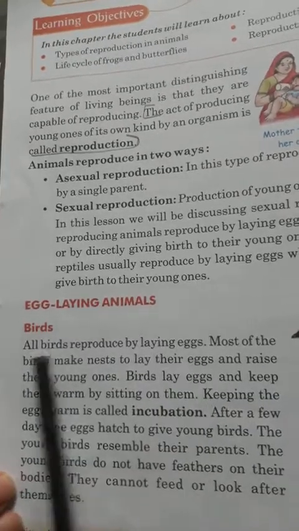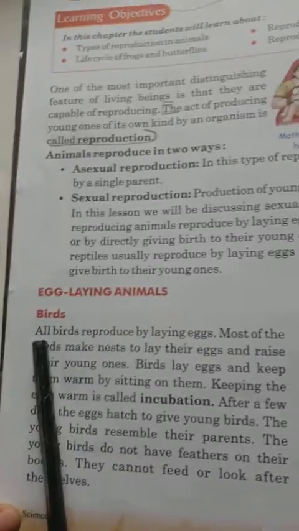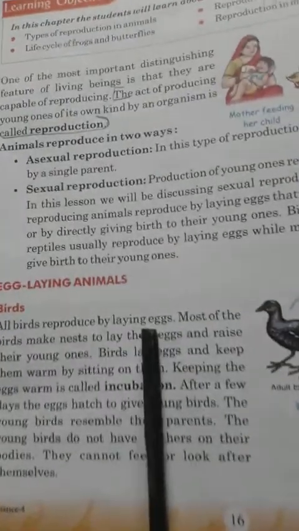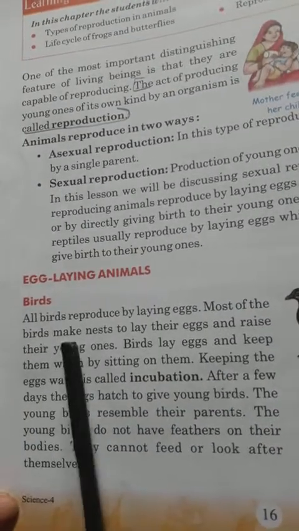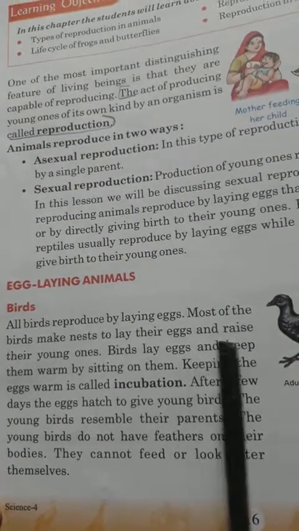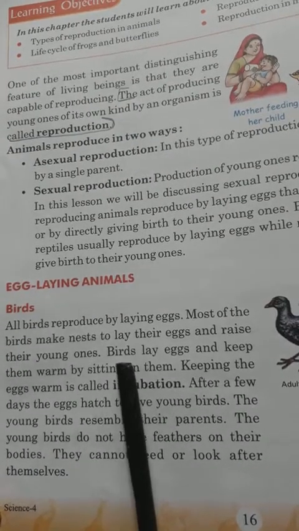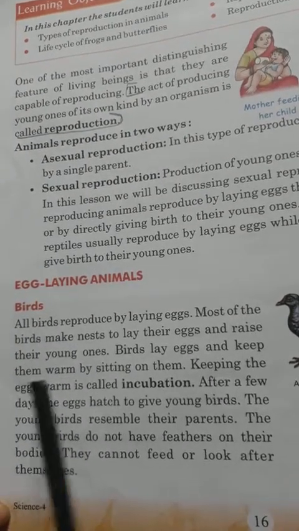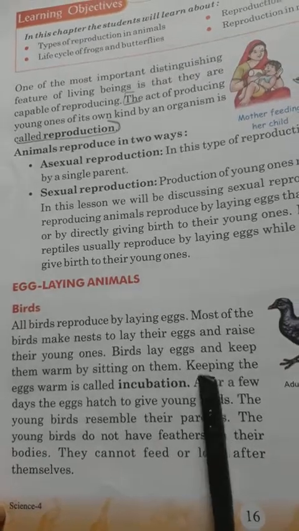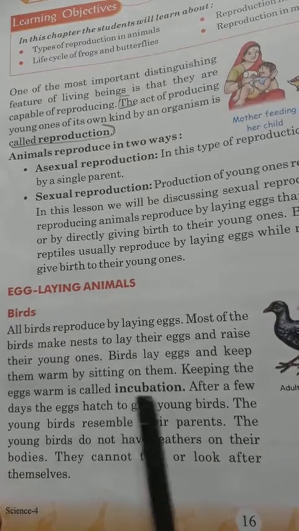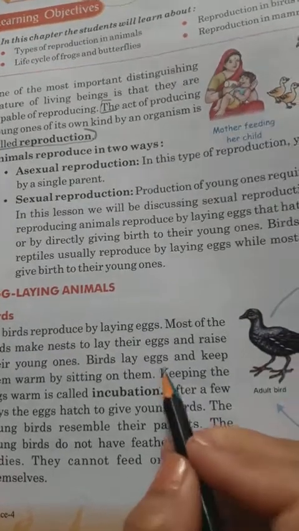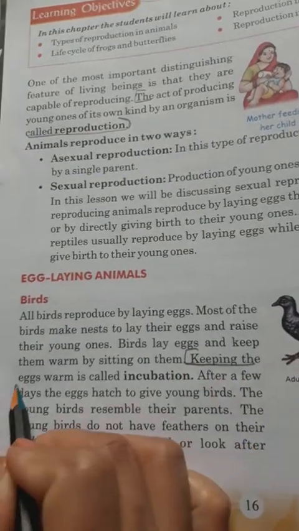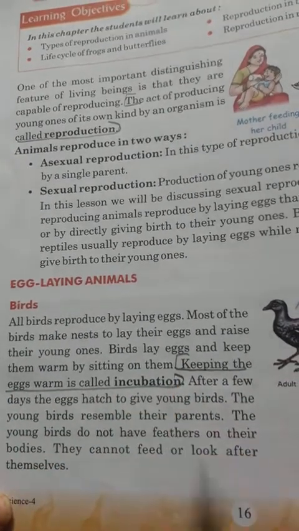Egg-laying animals. One is birds. All birds reproduce by laying eggs. Most of the birds make nests to lay their eggs and raise their young ones. Birds lay eggs and keep them warm by sitting on them. Keeping the eggs warm is called incubation. Underline this. What is incubation? Keeping the eggs warm is called incubation.